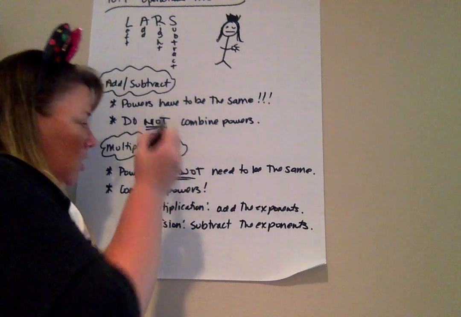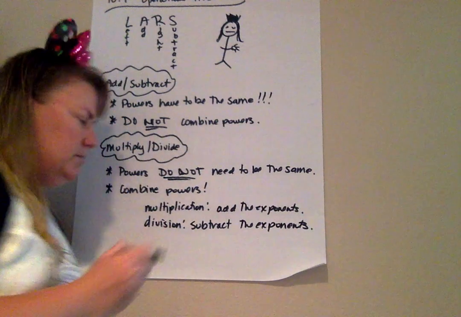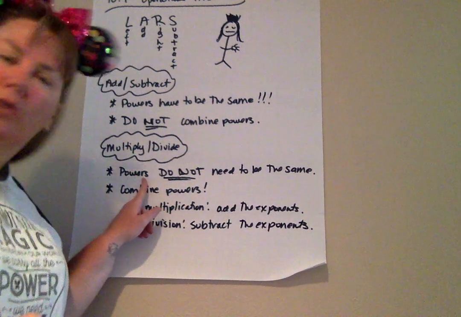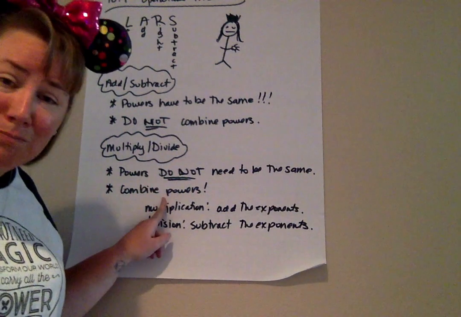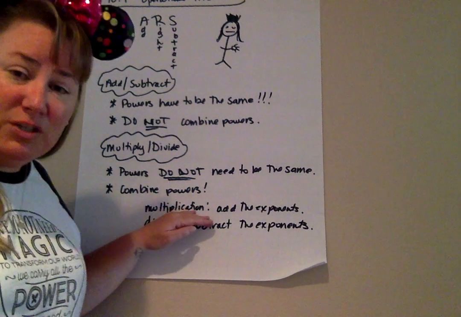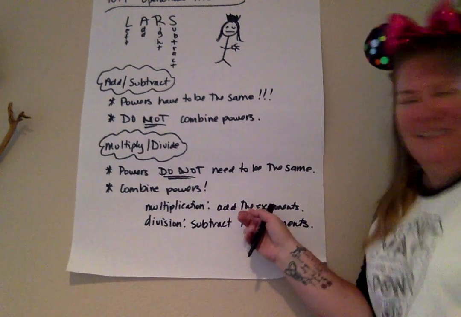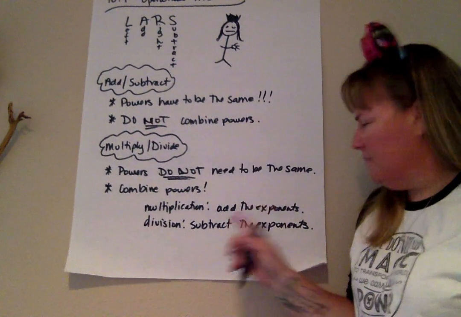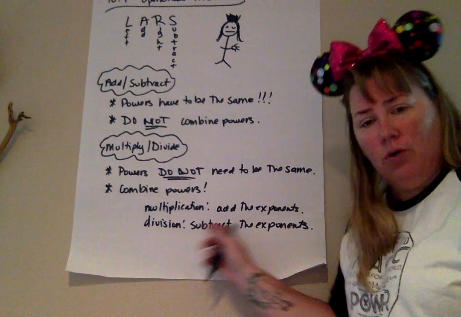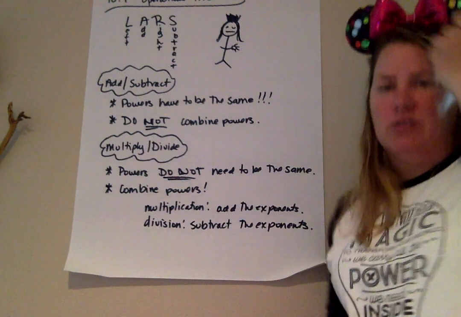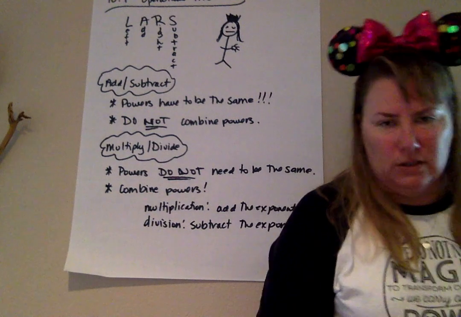Anyways, so on your multiplying and dividing problems, powers do not need to be the same, but you do combine your powers. If it's a multiplication problem, you're going to add your exponents. If it's a division problem, you're going to subtract those exponents, and Lars does pop up as well.